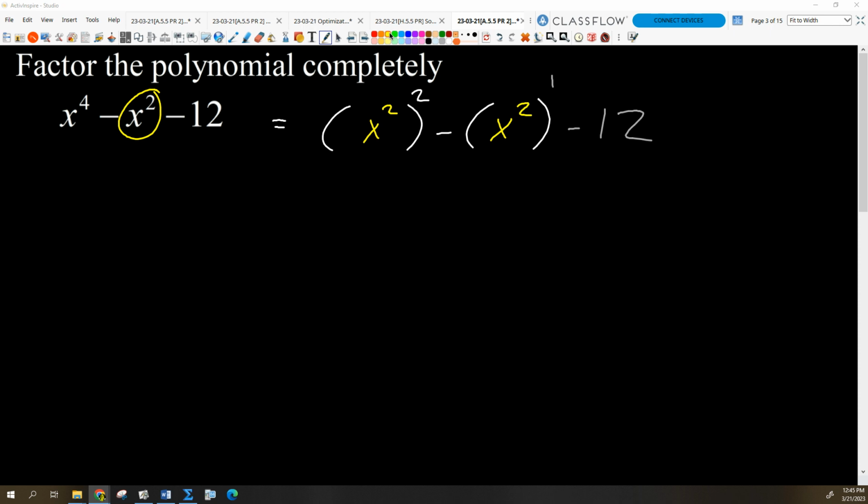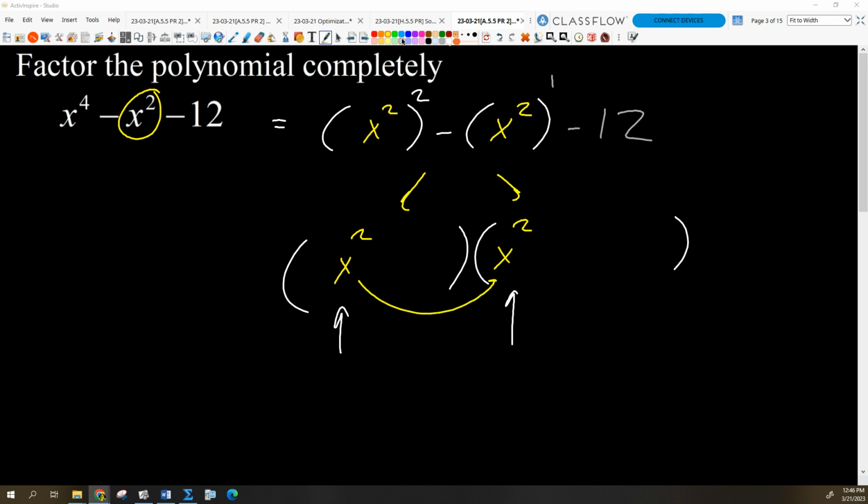And now I can factor this thing. Okay, so if I break this apart, Ava, what has to go there and there? X squared. Yeah, good. It's got to be an x squared. And we know that because x squared times x squared is going to give us x squared squared, which is the same thing as x to the fourth, right? So it works.